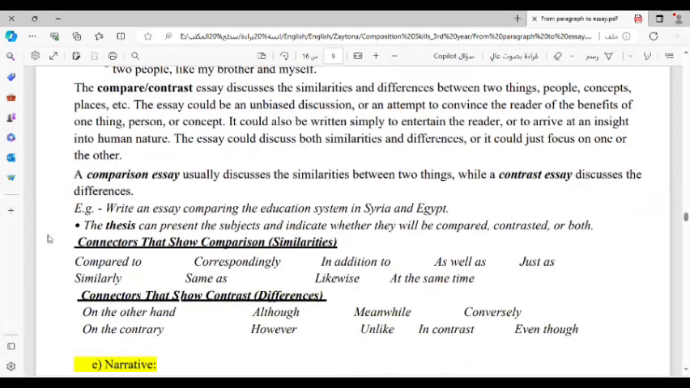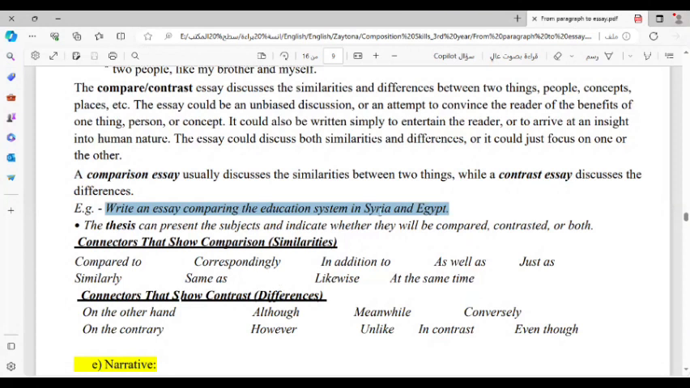We have here an example: write an essay comparing the education system in Syria and Egypt. Ahmed, when I ask you this question, here I mean to talk about the similarities or differences or both. What do you think? Excuse me, can you repeat? I don't understand you very well.